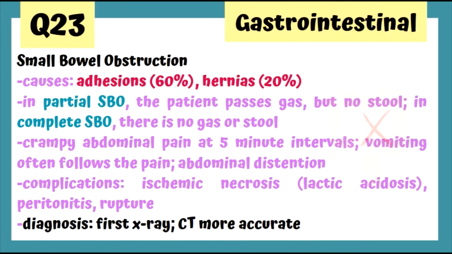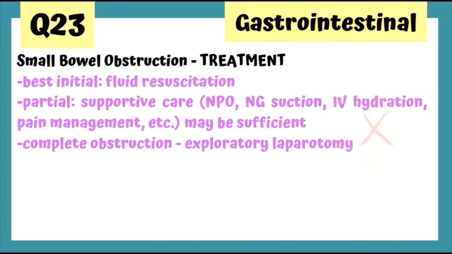Move down to the bottom, the diagnosis for small bowel obstruction would first be an X-ray, but the CAT scan would be even more accurate. All right, you can take a look at this slide over here. If there's a complete obstruction, we have to go for the exploratory laparotomy.